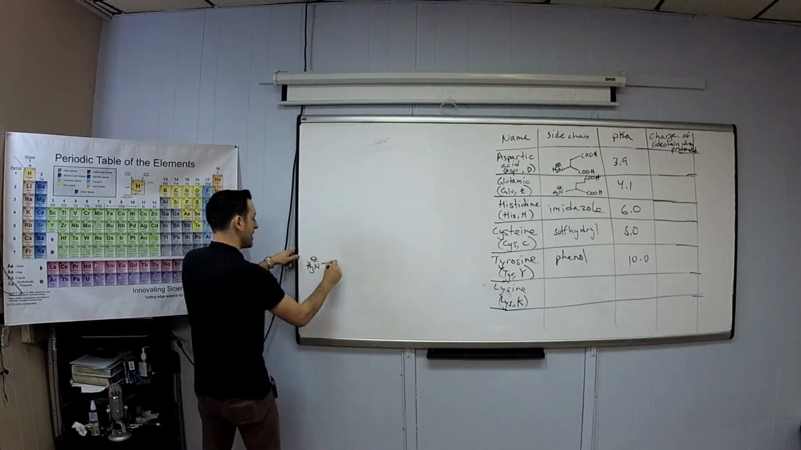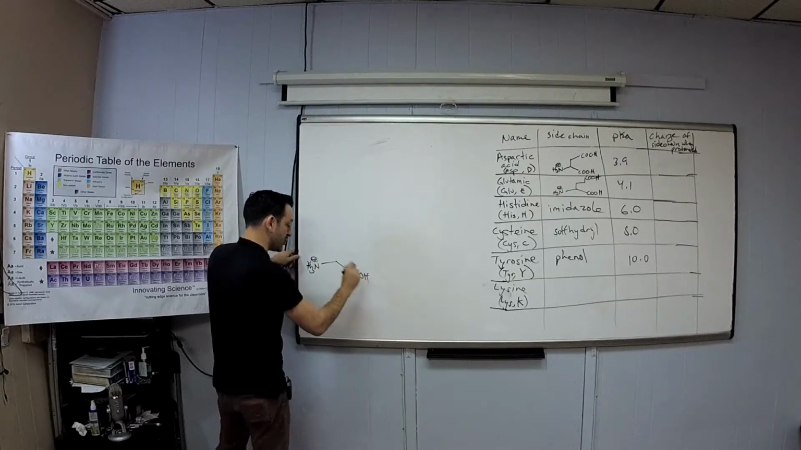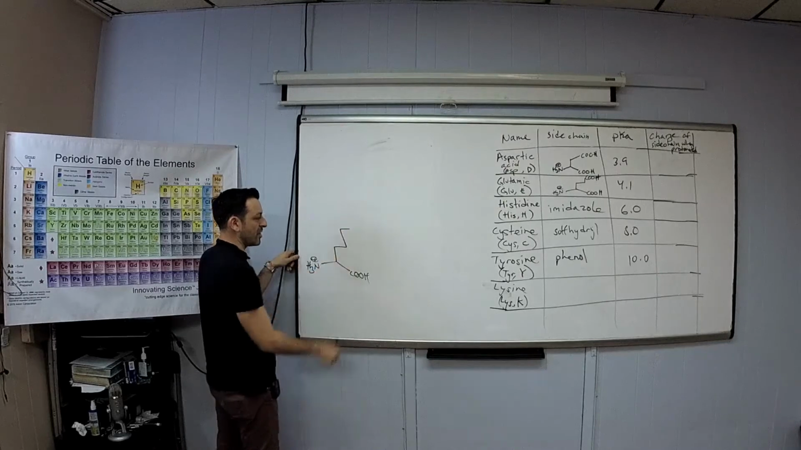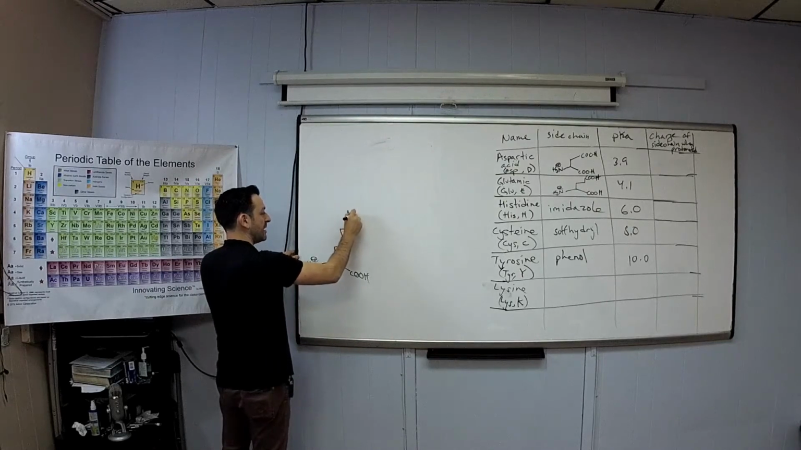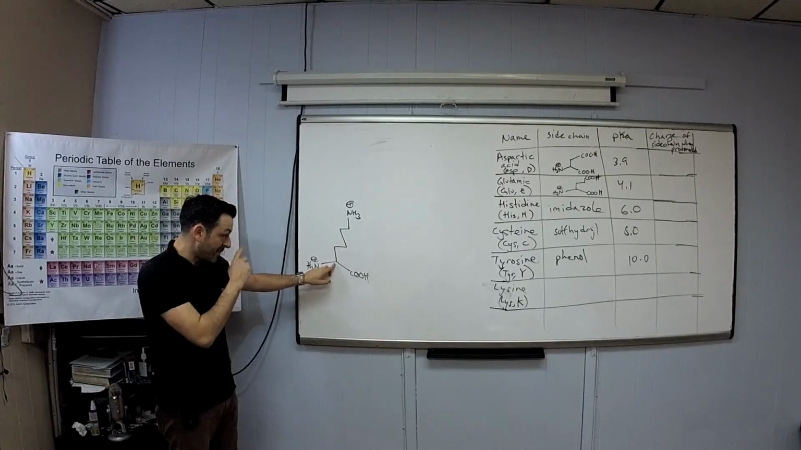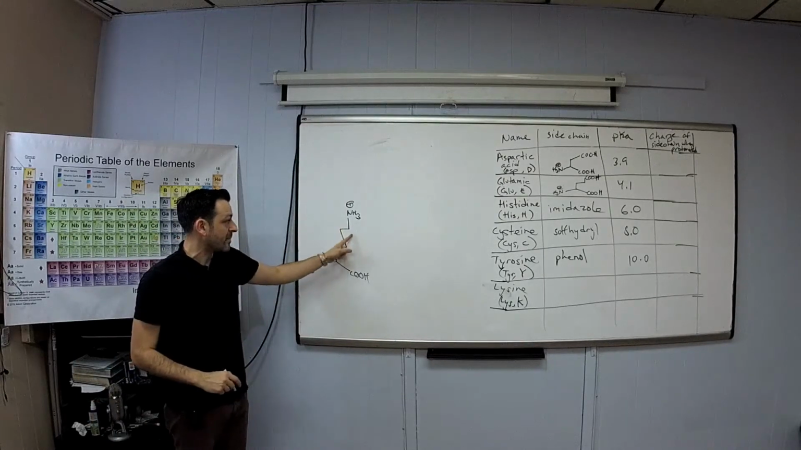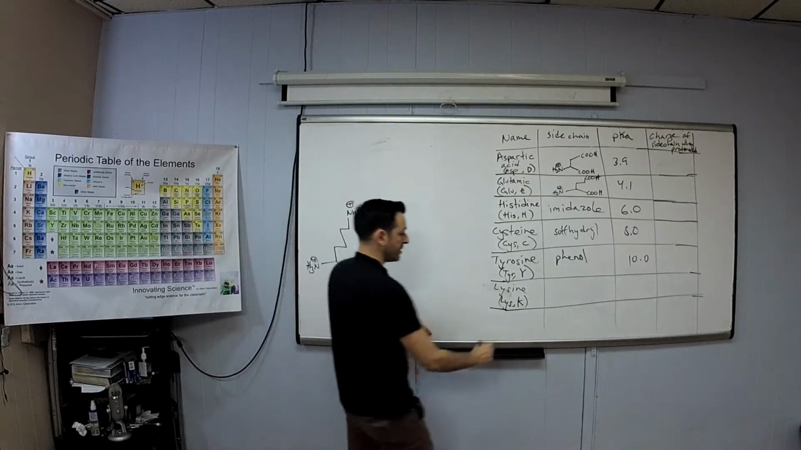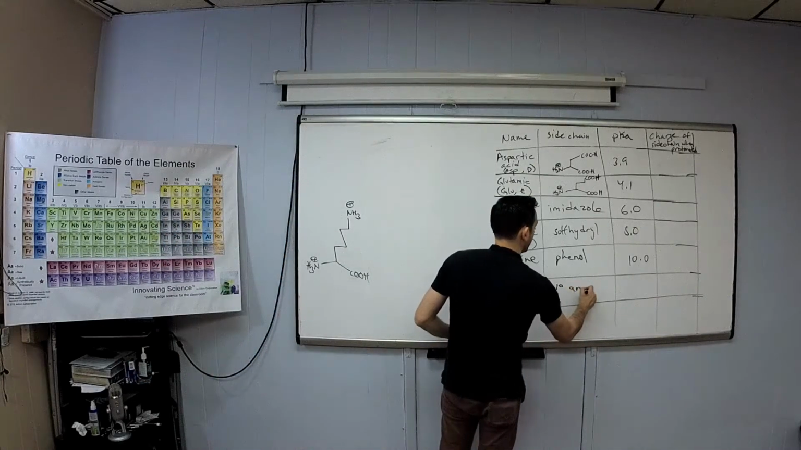H3N+, alpha carbon, COOH. And from the alpha carbon, it's 1, 2, 3, 4 carbons, and then an NH3+. So it's a primary amine.